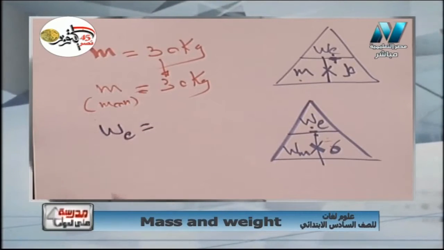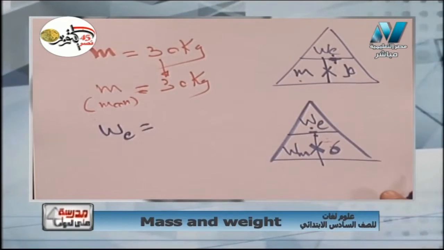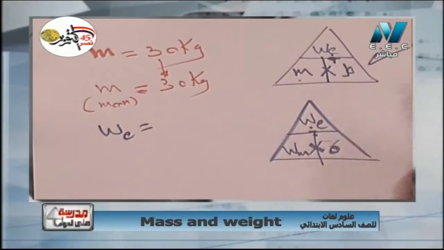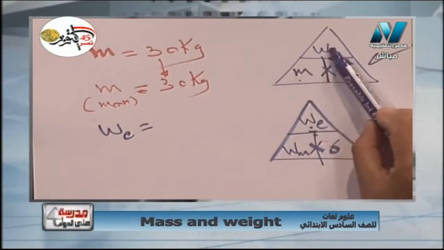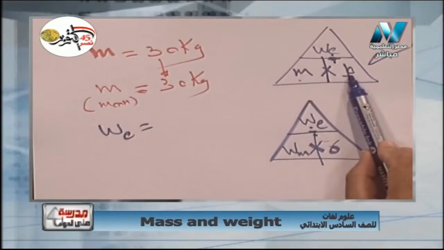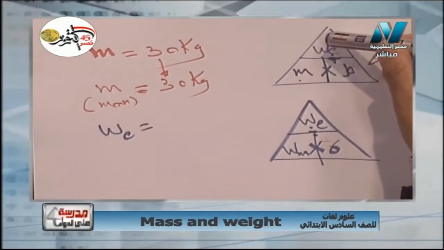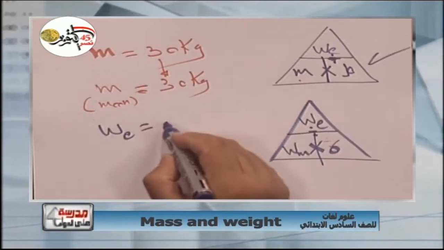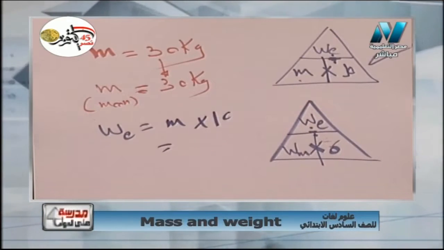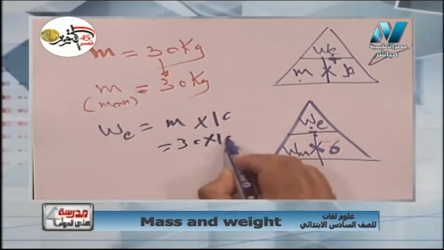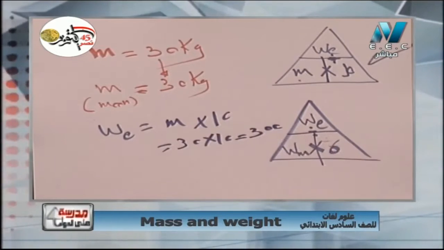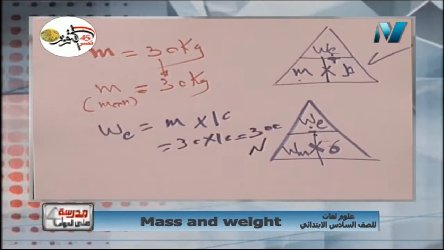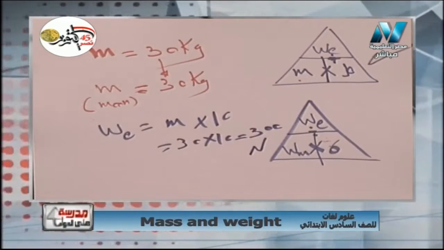Weight on the earth equals what? We go back to the two rules. I have mass and want weight. Which rule has weight and mass? Sure, this one. So weight equals what? Mass by 10. I put my finger or the pen on the weight: weight on the earth equals mass by 10. So it will be 30 by 10 equals 300. 300 what? 300 Newton. Again, concentrate. You must write Newton after the measurement of weight.